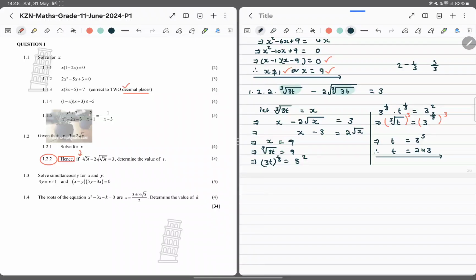Okay, so that was a lot of work for just 3 marks. But again, it's only because we're using substitution method. And if you think about it, it's nothing but simultaneous equations of some sort here. But which is a strange type. You don't really see it coming.